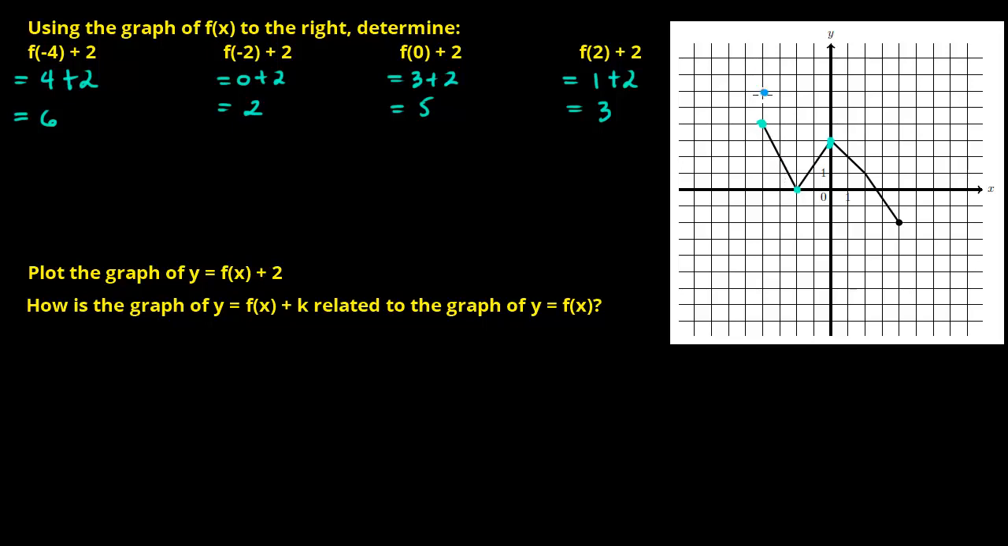So I can take this point and I can add 2 to the y value of that coordinate. I can take this coordinate and I can add 2 to the y value of that coordinate. I can take this coordinate, I can add 2 to the y value of that coordinate. Same thing here, and same thing here. And now I can connect all these points and see what my graph looks like.